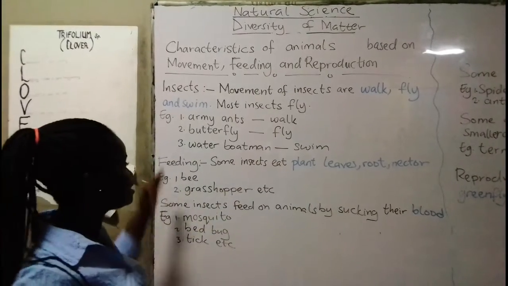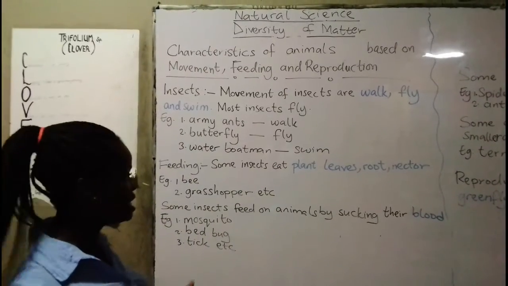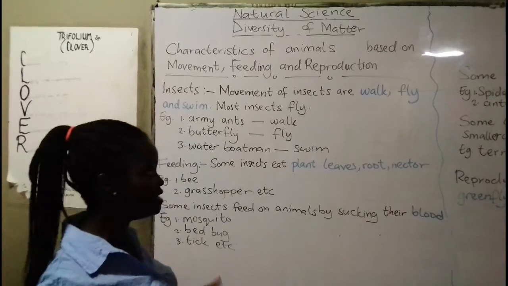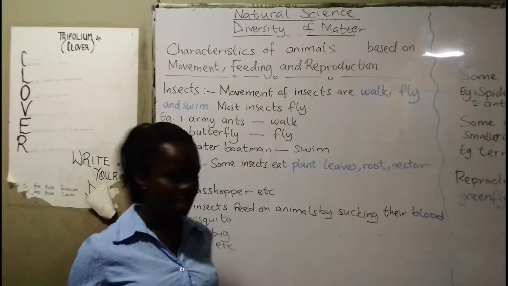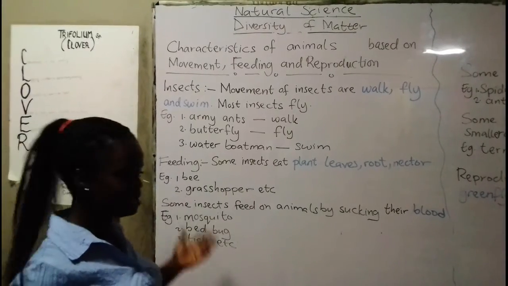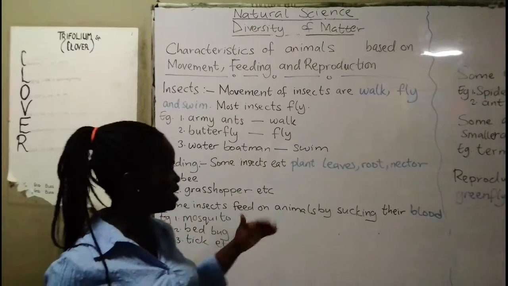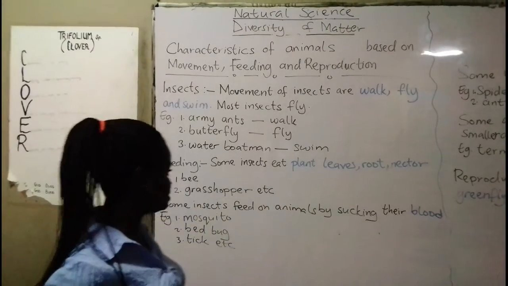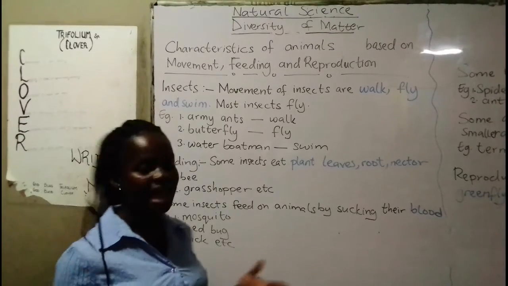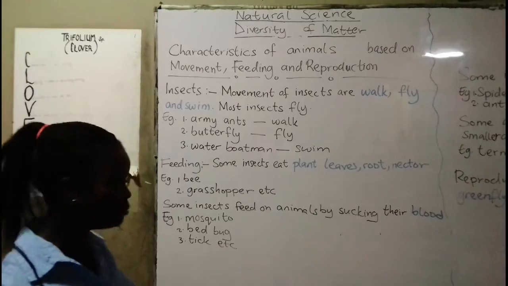Alright, now let's look at how insects feed or how they eat. Some insects eat plants, plant leaves, roots, nectar, and all that. Examples, we have bee that takes the nectar, and we have grasshopper that eats leaves, and so on. Then we have some that feed on animals by sucking the blood. They suck animal blood.